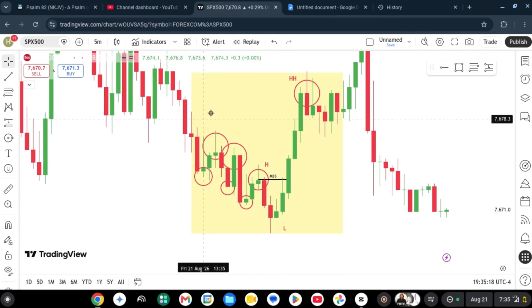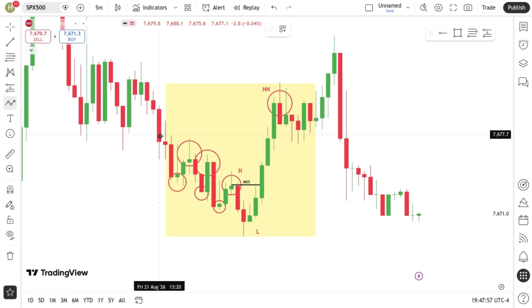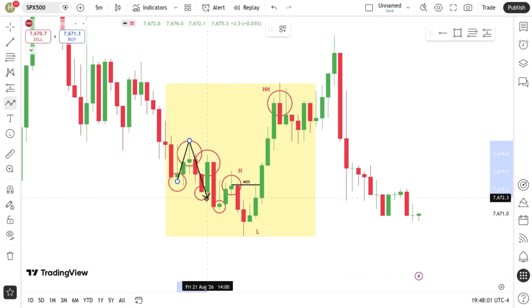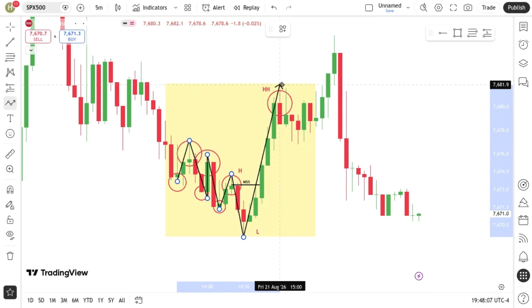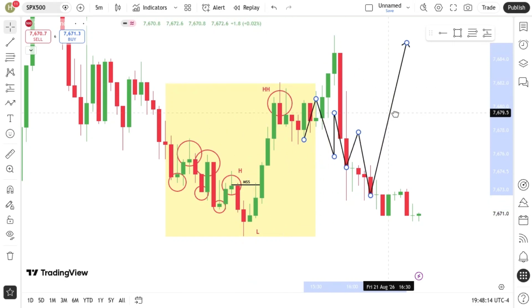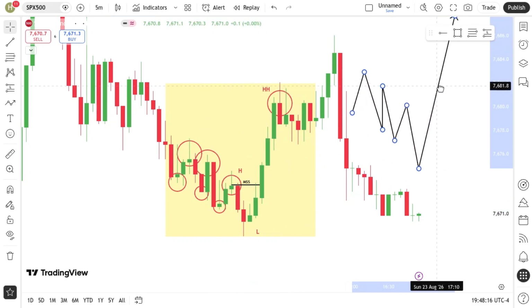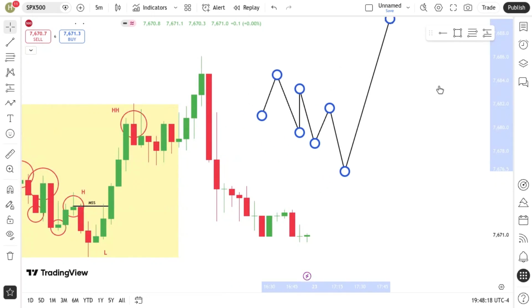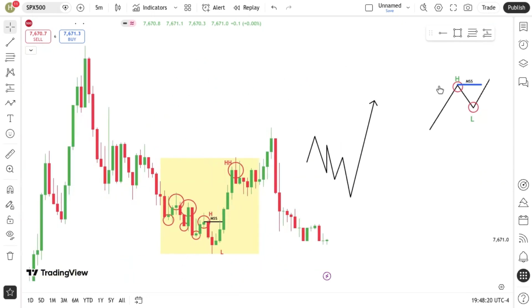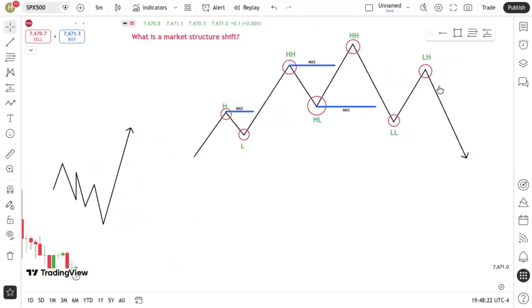So I hope this makes sense. This is the easiest way that I could explain it. Also, I wanted to show real quick, if we take our path tool on TradingView and we follow these highs and these lows like so, and we move this over, you can see that it follows a similar pattern to these other examples that I showed you.